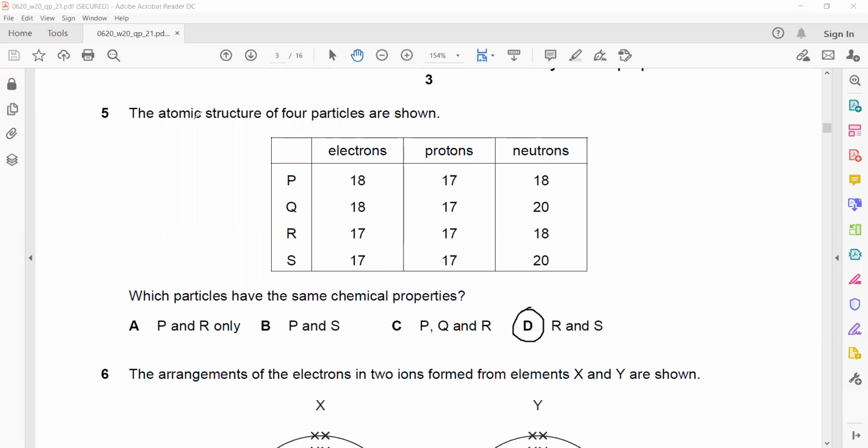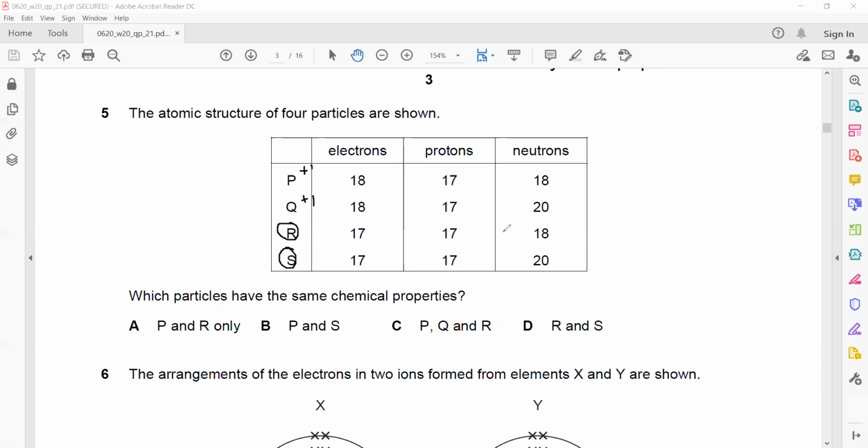Because they ask, the atomic structures of four particles are there. And the neutrons, electrons and protons, these are the ions. When you compare the properties, you are comparing the properties of atoms. P, Q, R and S are there. When you check, P is an ion, it's positive. Q is also an ion. What is R? R is an atom. S is also an atom.